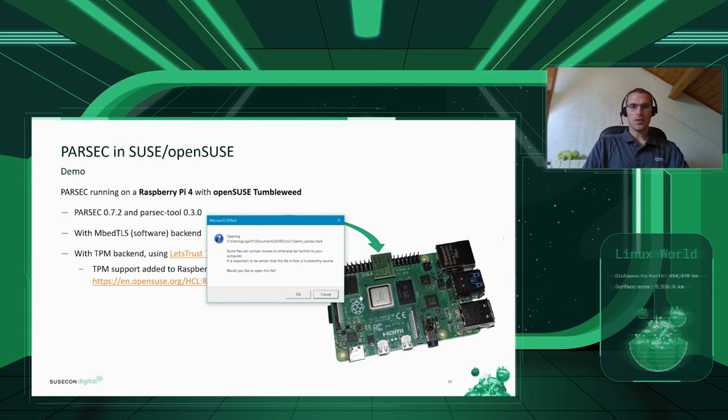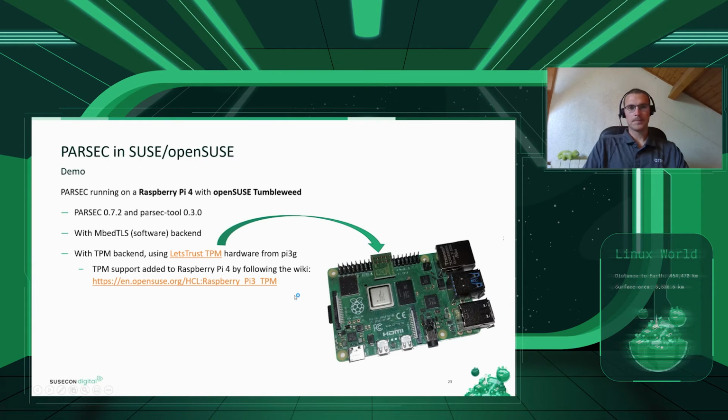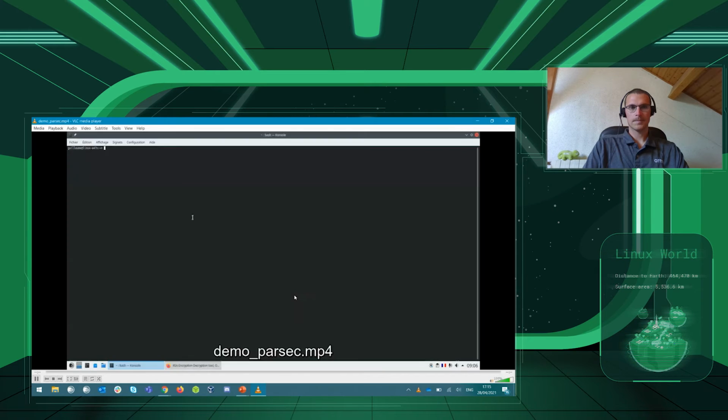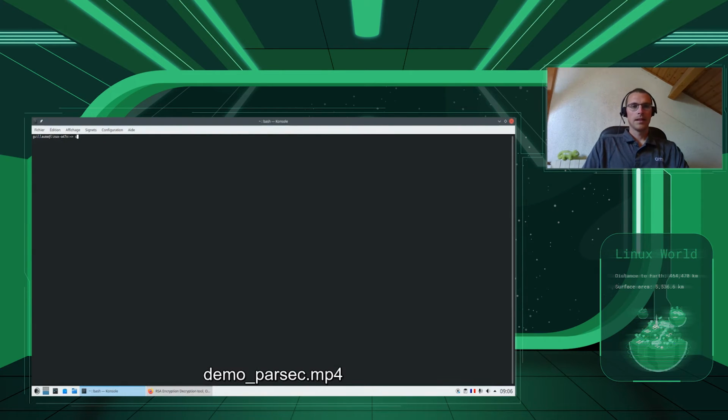So let's switch to the demo. We connect to the board via SSH. As I told you before, it's running openSUSE Tumbleweed. This is from a JeOS image. And I just added the TPM support and created a regular user.